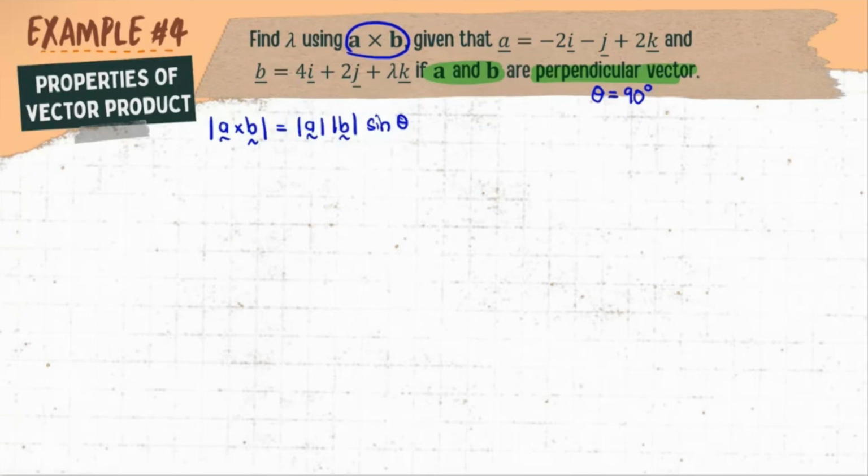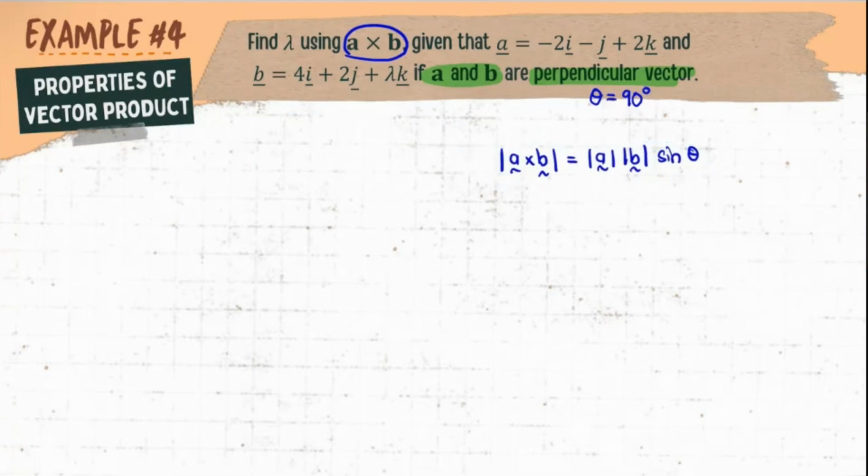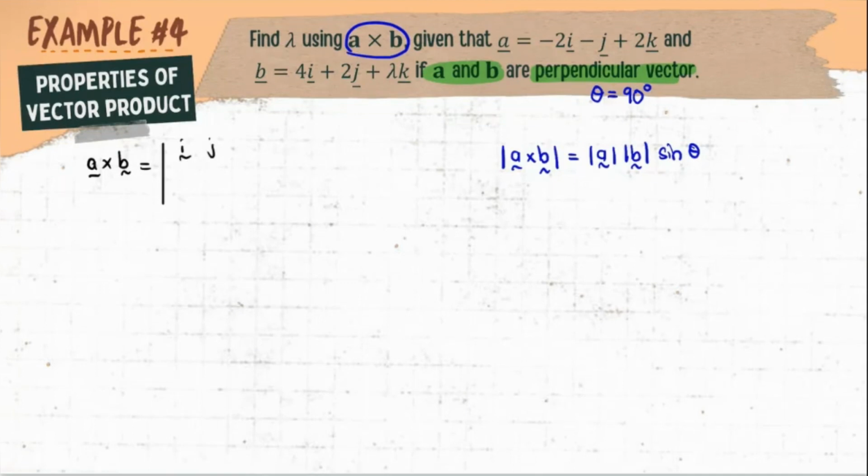Alright. So, bila gantikan 90 dekat sini, sin 90 dapat apa? 1. Okay. So, here kita akan start dengan magnitude. Okay, kita cari A cross B dahulu. So, saya buat dekat sini lah. Okay, kejap. Ini pindahkan ke sini. Kita cari A cross B dahulu. So, i, j, k, A cross B adalah negative 2, negative 1, 2, 4, 2, lambda.